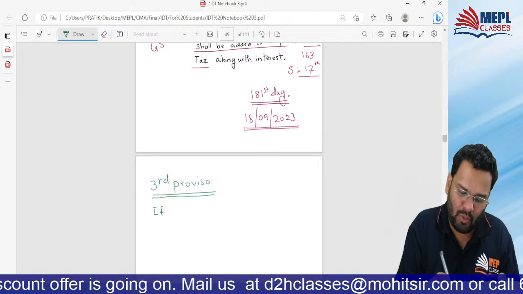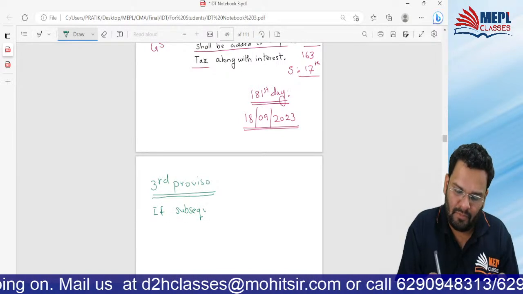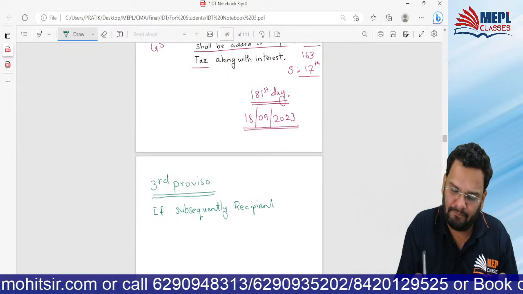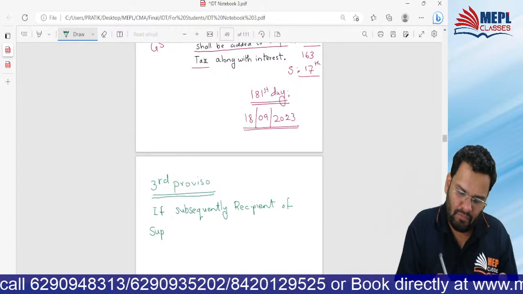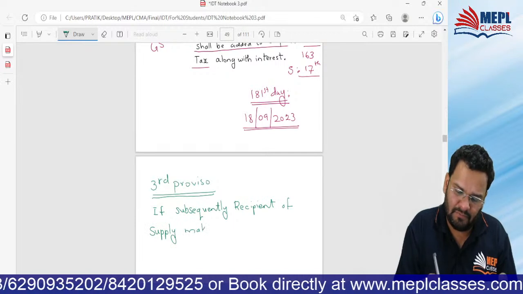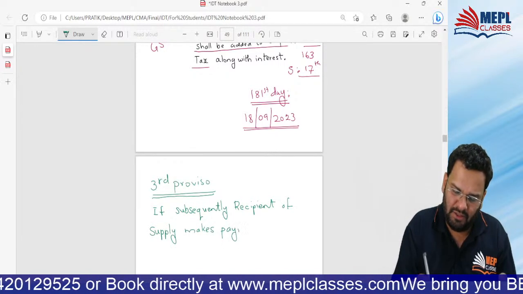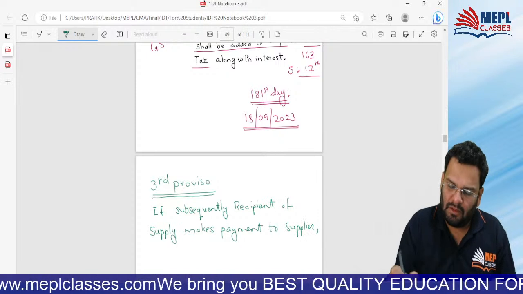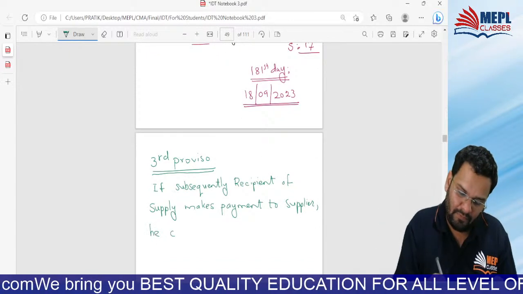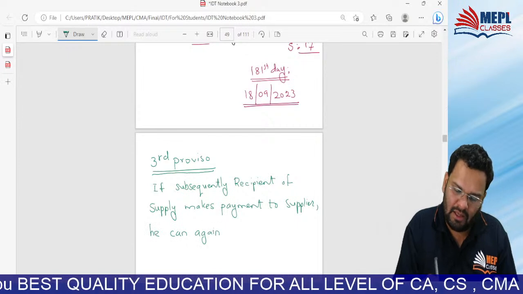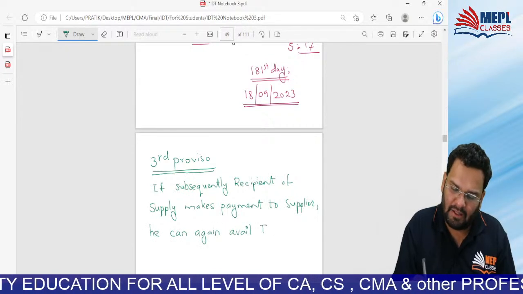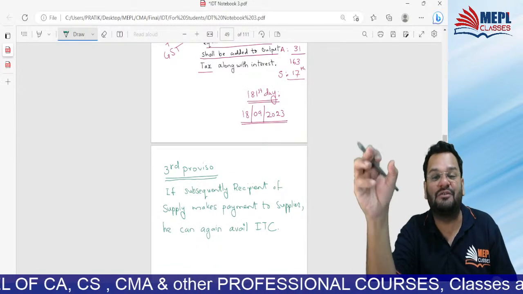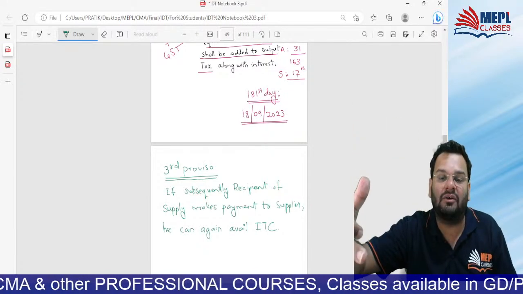If subsequently the recipient of supply makes payment to the supplier, he can again avail ITC. Did you understand? So we took away that 18,000 rupees from B, but again we are giving it back to him.